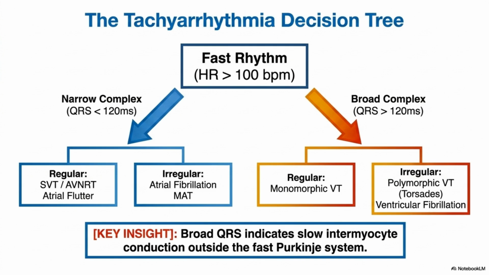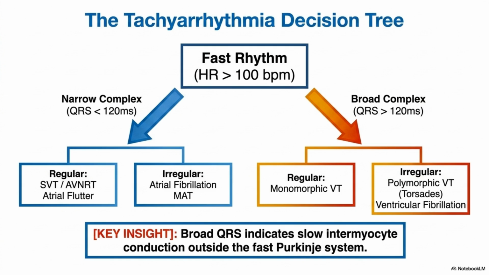When facing a fast rhythm, greater than 100 BPM, use this logic tree. First, look at the QRS width. If it's narrow, less than 120 milliseconds, the signal is coming from above the ventricles, supraventricular.